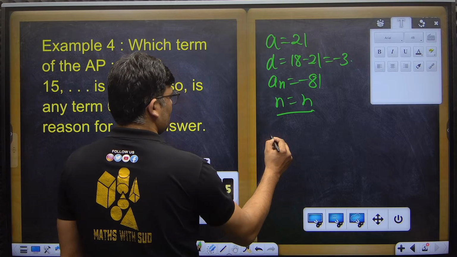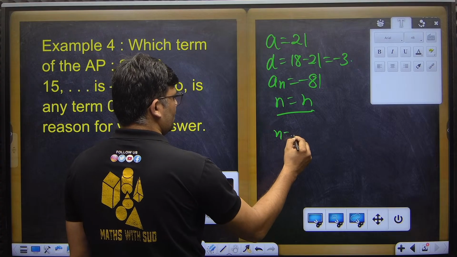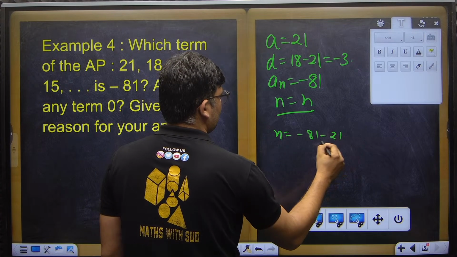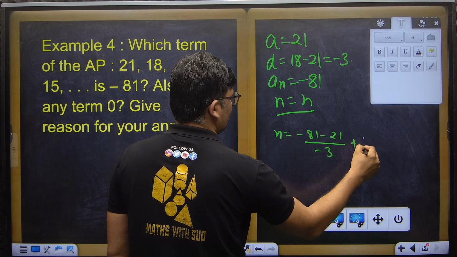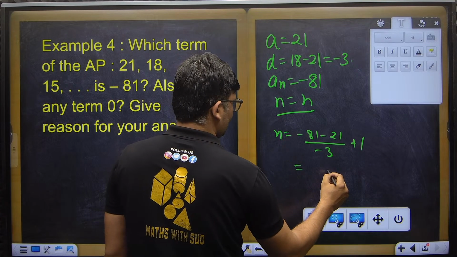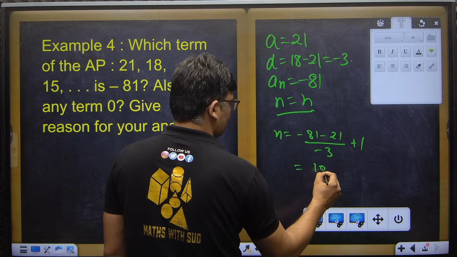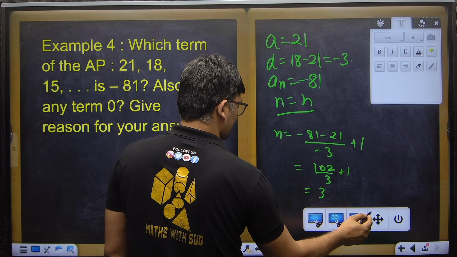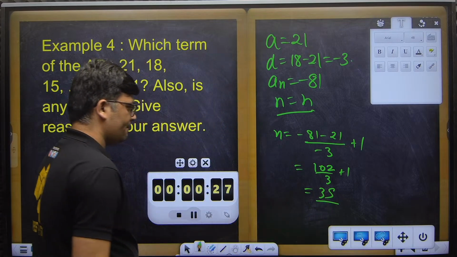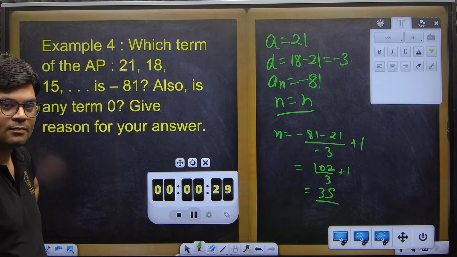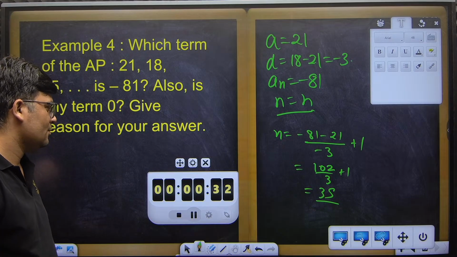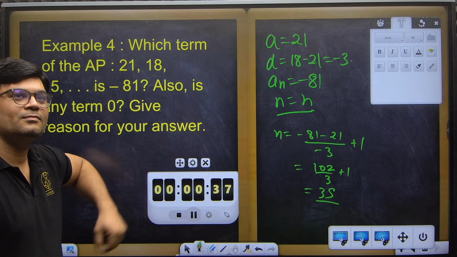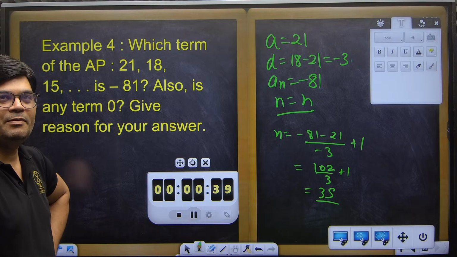Sir, n is equal to an minus a by d. An which is minus 81 minus 21 by minus 3. It is plus 1, so it is 35. Is that clear? Is that clear to everyone? Alia, tell me beta.